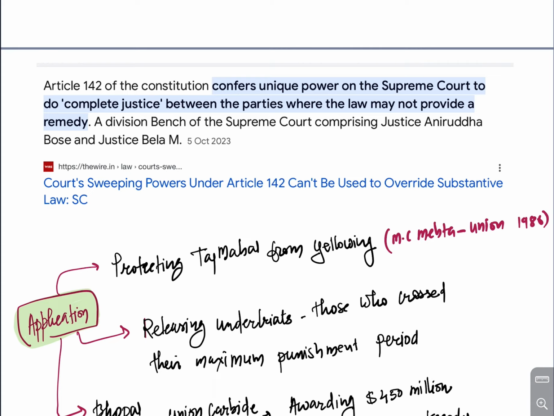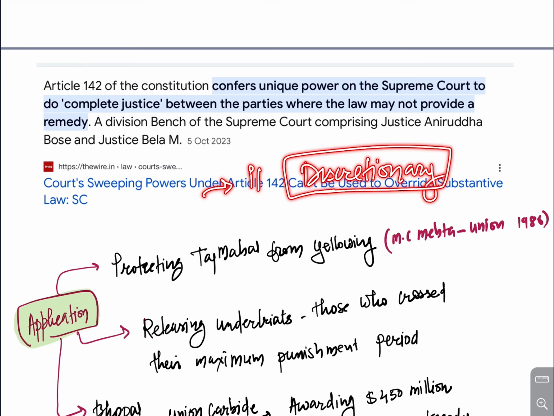There are several cases where the law is not clear on what to do about a condition, and several cases where the law is inadequate, right? At that time the Supreme Court can use power under Article 142, and this power is very unique because the Supreme Court has substantial power to use its discretion. So it's a discretionary power to do complete justice among the parties.